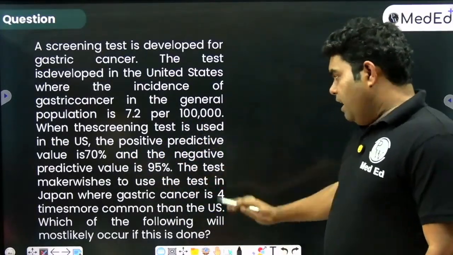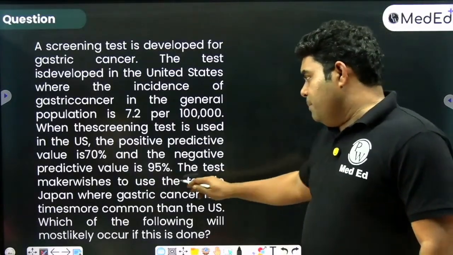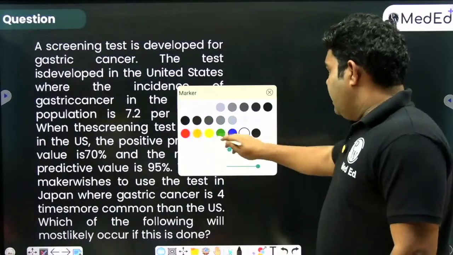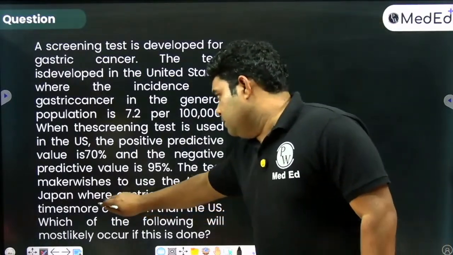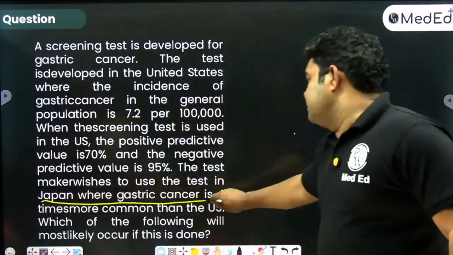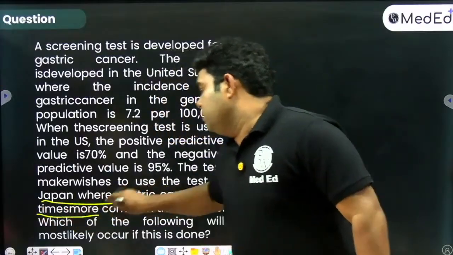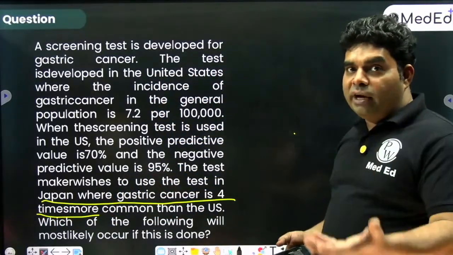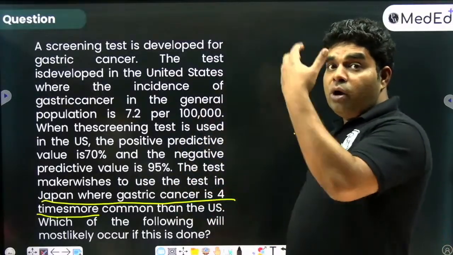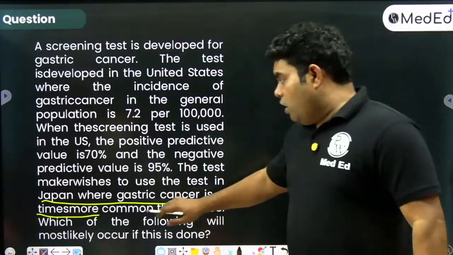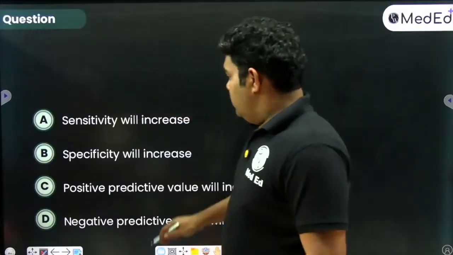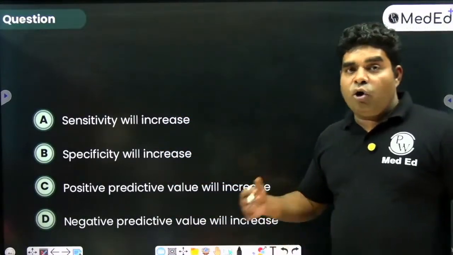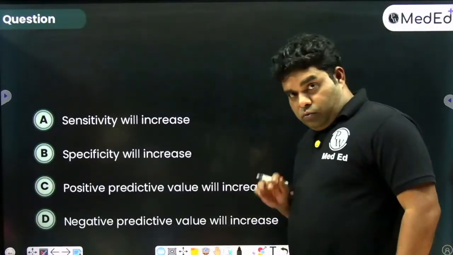Let's come to the last line. The last line is, the test is repeated in Japan, and in Japan, gastric cancer is 4 times more. So if some disease is 4 times more in Japan as compared to America, which of the following will occur? Sensitivity, specificity, PPV, NPV, what will be the effect on these 4 things? What is the question asking?